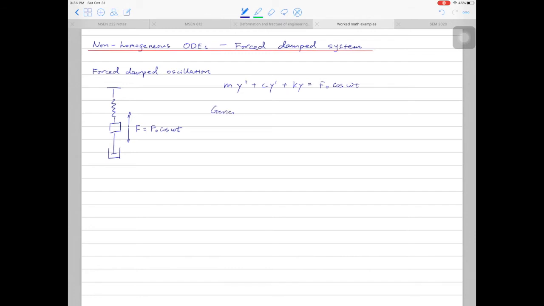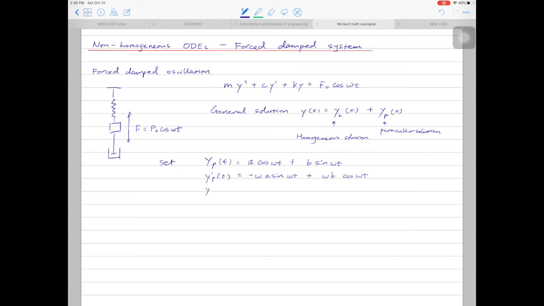To write down the solution, there are two parts. The first part is the homogeneous part we call YH, and the second part is the particular part we call YP. Let's first focus on YP. YP can be written down as A cos omega t plus B sine omega t, and we can easily write down the YP prime and YP double prime. We then can substitute YP prime and YP double prime into the original equation and solve A and B.